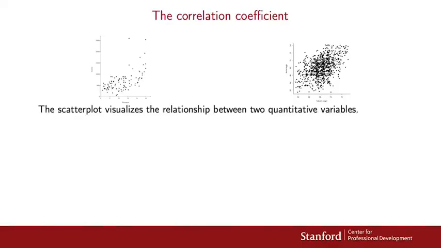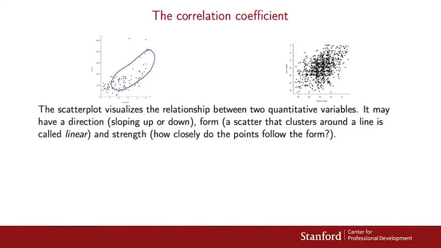Before we can do regression, we need to know about the correlation coefficient. Remember that the scatter plot is very useful in visualizing the relationship between two quantitative variables. For example, in the left scatter plot, which shows education and income, we see that there seems to be an upward direction of the scatter plot. That is also true for the scatter plot that shows the heights of the fathers and their sons on the right.